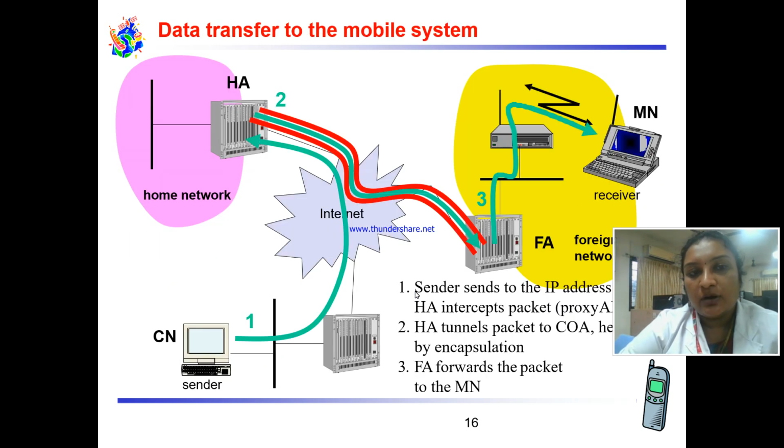This is an example of data transfer. The sender sends the IP packet to the HA, then the HA transfers it to the COA by encapsulation. The FA forwards the packet and implements it. Thank you.